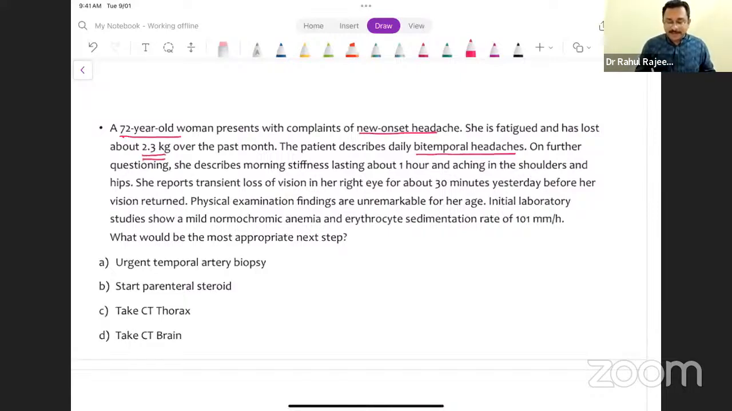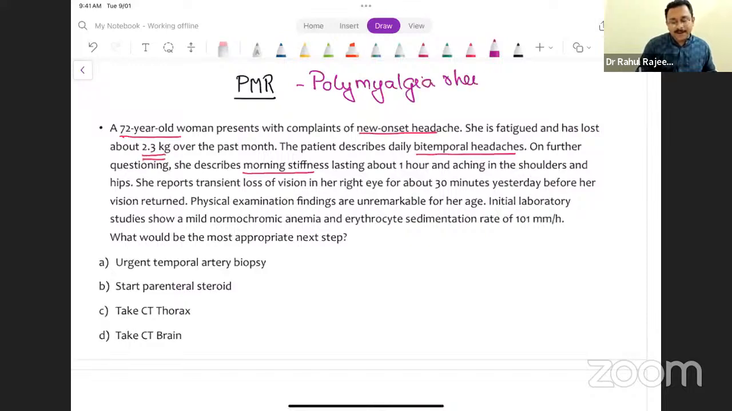You can see that the patient is having morning stiffness for around 1 hour and an aching pain in the shoulders and hips. Can somebody tell me, in the context of a suspected giant cell arteritis, what is this symptom? Shoulder and hip stiffness. Aching. What do you think? This is called a PMR. PMR is polymyalgia rheumatica. Okay. Polymyalgia rheumatica.